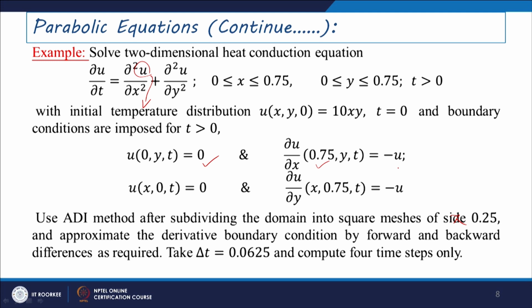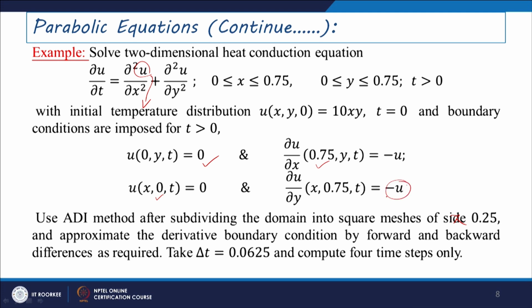and at the last boundary x equals to 0.75, the normal derivative equals to minus u there, or del u by del x equals to minus u. And especially for the boundary condition at y equals to 0, it is just given as u equals to 0, Dirichlet condition, and for the derivative condition, that is del u by del y at the last boundary, that is just taken as minus u there.